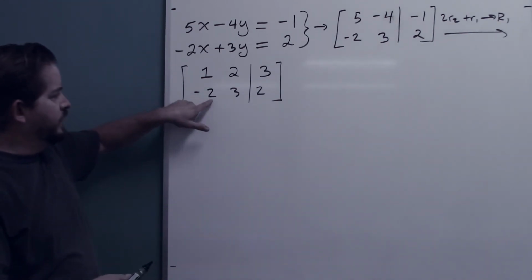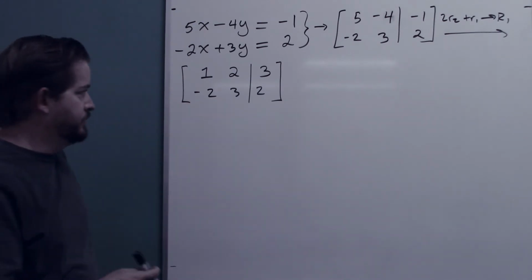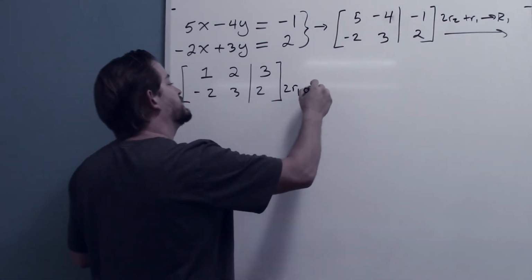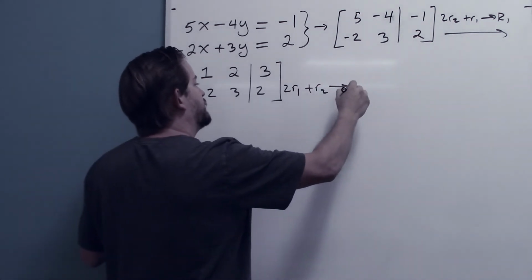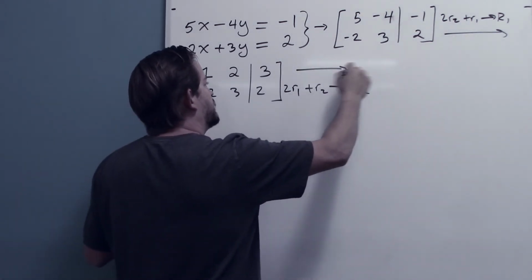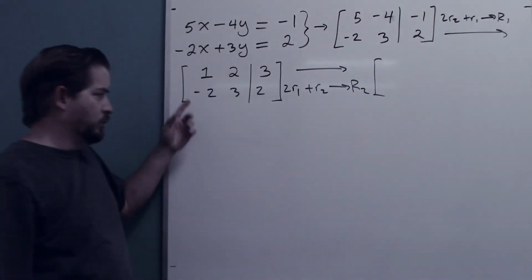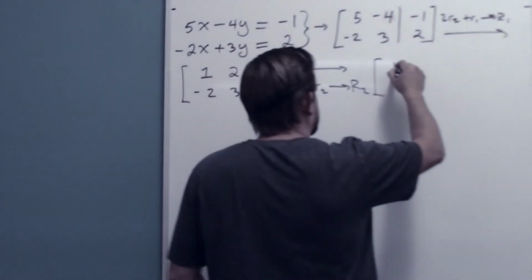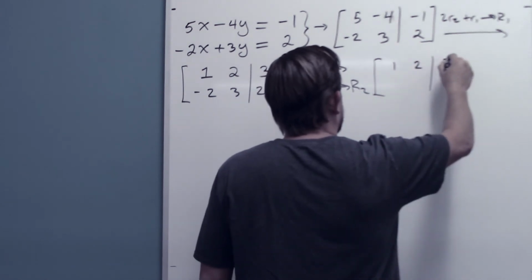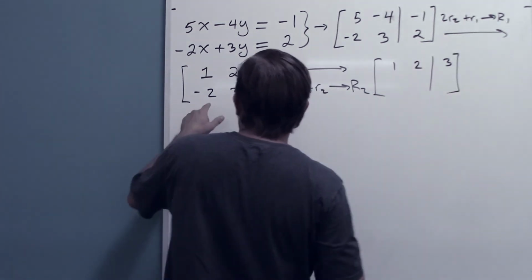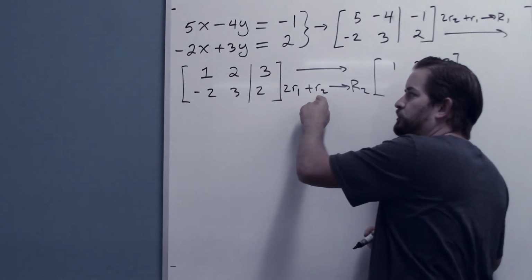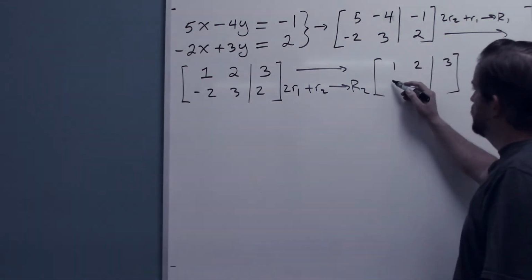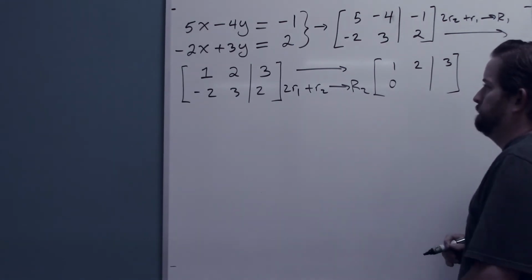The next thing that I want is this negative 2 to be a 0. And so I'm going to take 2 row 1's and add it to row 2 to become my new row 2. Row 1 I'm going to leave unchanged as 1, 2, 3. And then row 2 is 2 row 1's added to row 2, so 2 times 1 is 2, plus negative 2 is 0. Perfect. I wanted that.